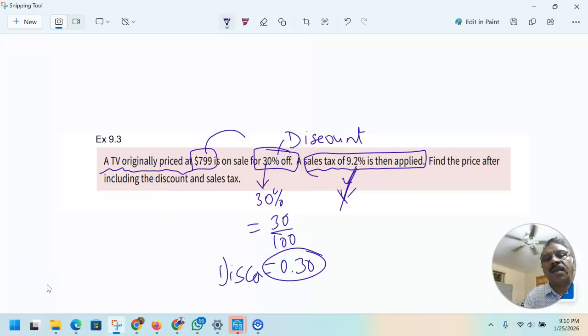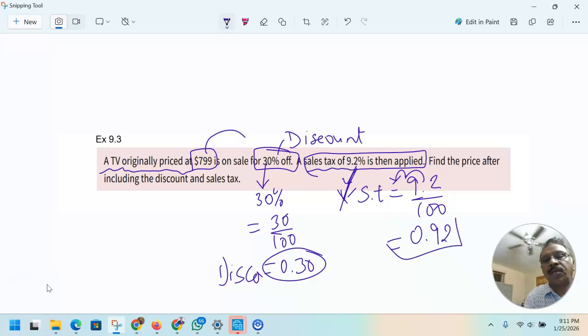And this one, a sales tax of 9 percent, is then applied. It means this one is 9 over 100, which is, you have to move this decimal two places. So you know what I'm saying, 0.09. So these two pieces are important. The question is, find the price after including the discount. So first you have to do these two pieces.